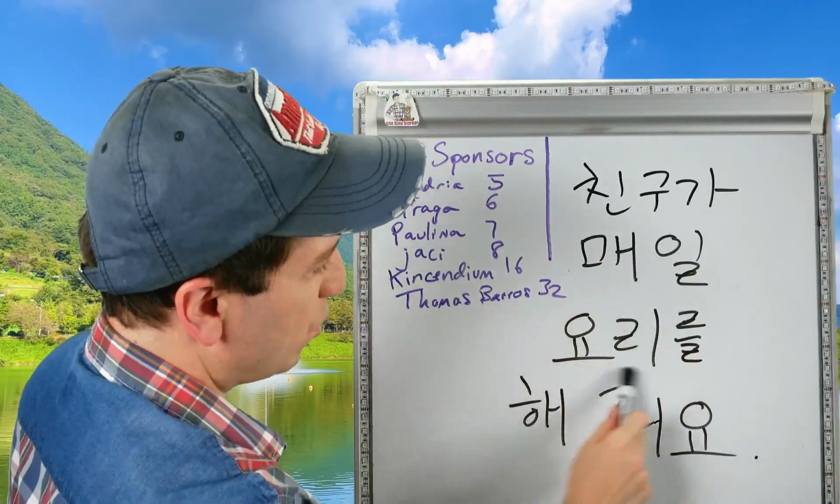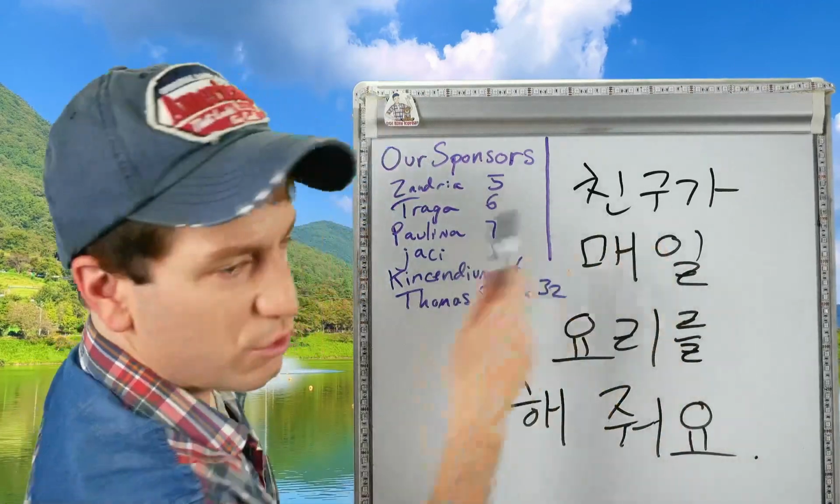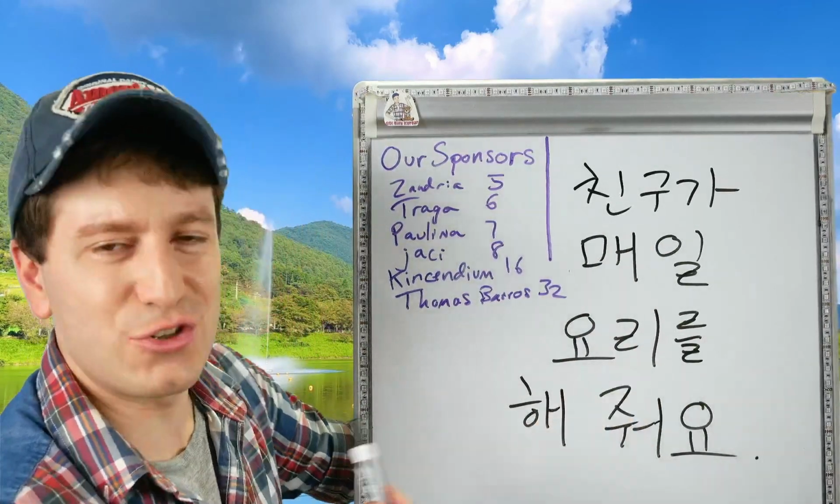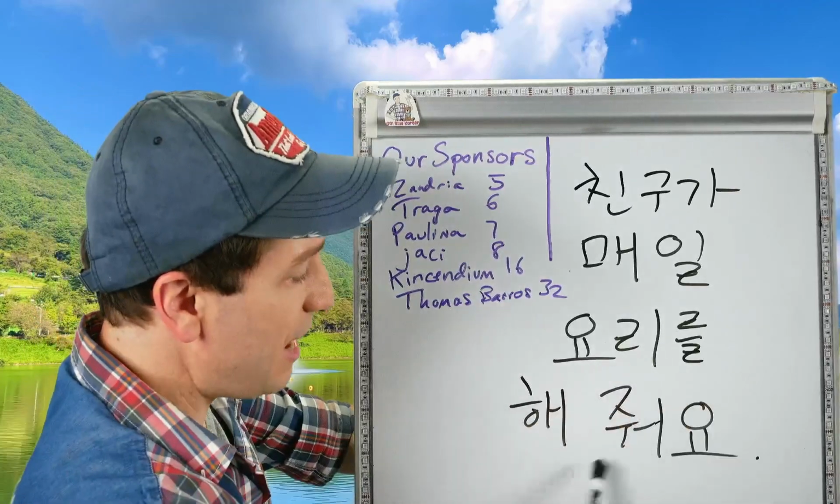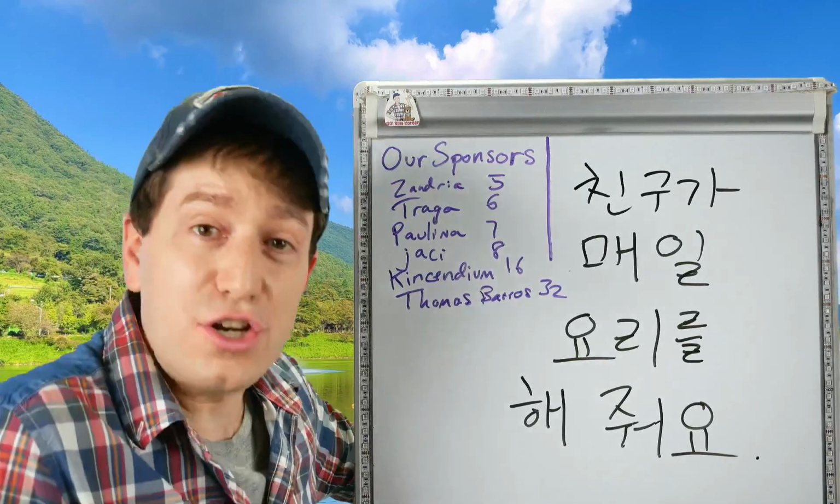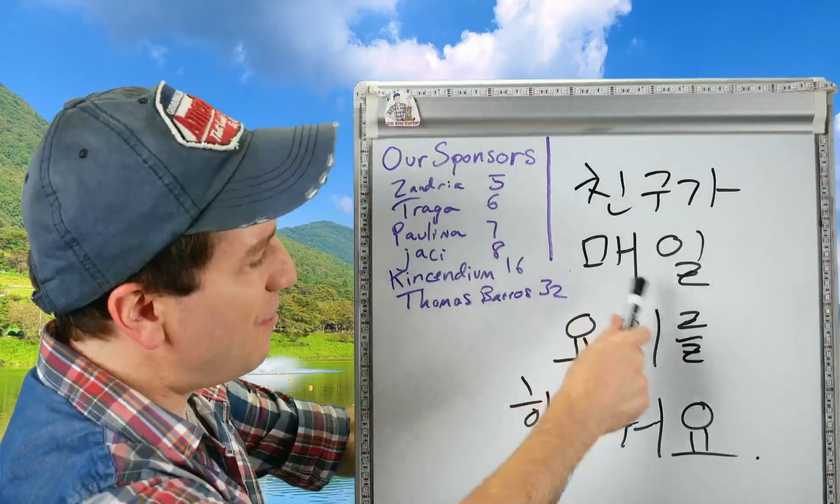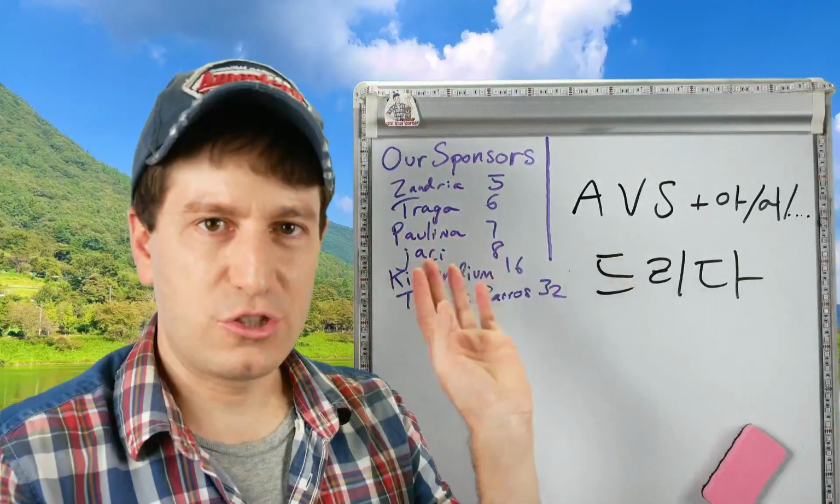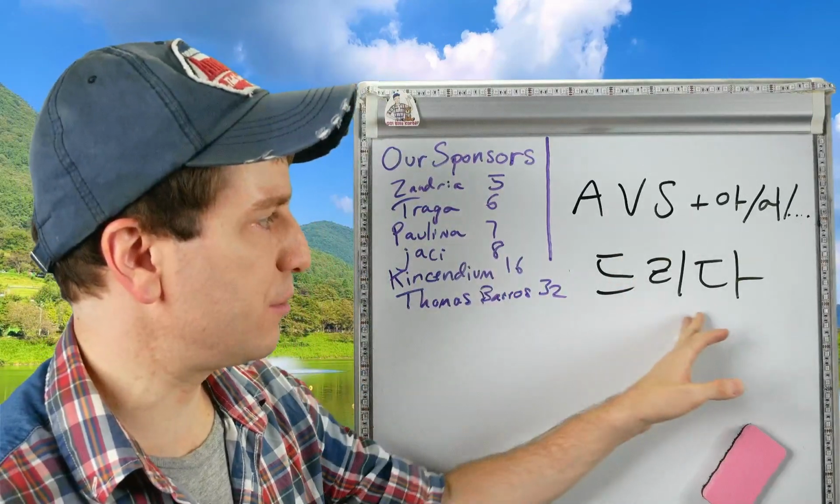친구가 매일 요리를 해줘요. 친구, my friend, or just a friend. 매일, every day. 요리하다 is to cook. So 요리를 해줘요. So my friend gives the act of cooking every day. So my friend cooks for me every day. 친구가 매일 요리를 해줘요. The same thing that we did with 주다, we can now do with another verb, 드리다.